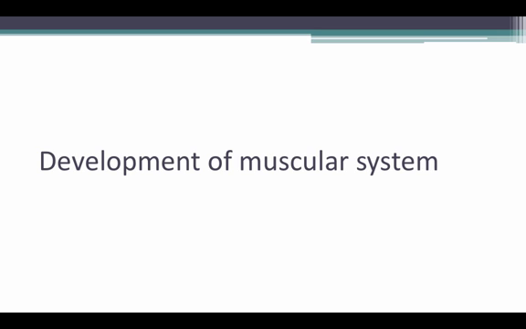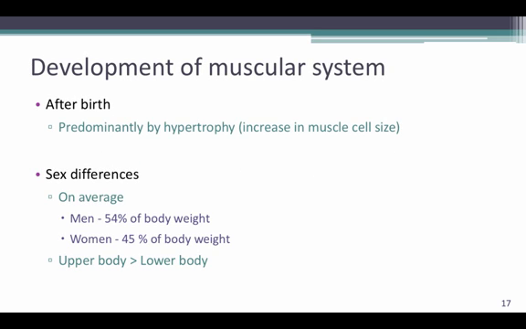Let's now transition to the development of the muscle system. The muscular system primarily develops after birth, and the changes take place primarily due to hypertrophy, which is the increase in muscle cell size. There are sex differences that exist, and on average, the male muscle mass is about 54% of body weight and about 45% of the female body weight. Oftentimes, the increase in muscle mass occurs more so in the upper body compared to the lower body.